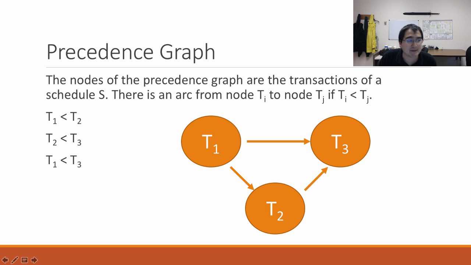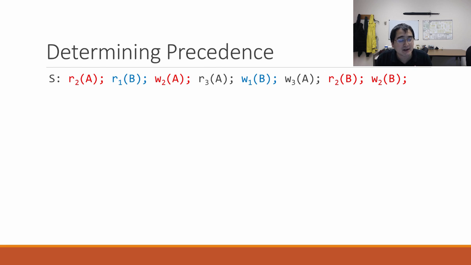All right, so let's go through an example where we calculate precedence. Here is another schedule. Here there are 3 transactions, and I've colored each transaction to make them a little more separate, because often it's hard to read the 1s, 2s, and 3s. Transaction 1 is blue, transaction 2 is red, transaction 3 is black here. Otherwise the color has no particular meaning.